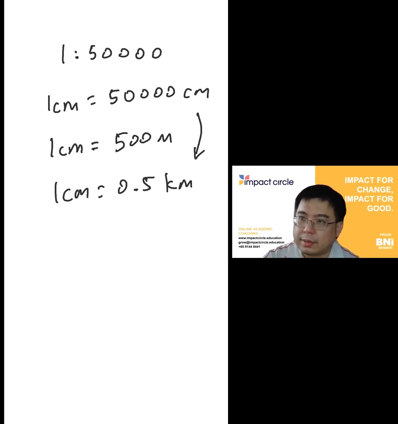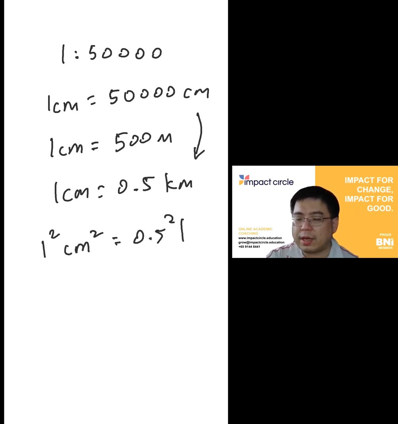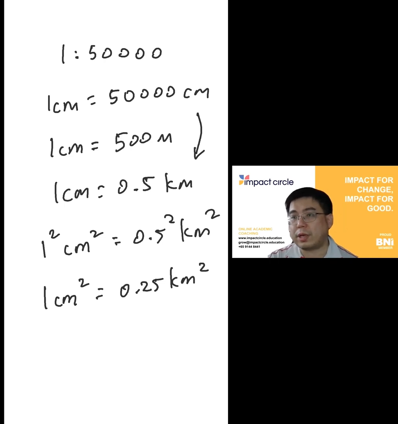Once you have expressed the relationship of the cm on the map with the km in real life, then we can create the area scale by squaring both sides. So we'll have 1 squared cm squared is to 0.5 squared km squared. Okay, and this will give us 1 square cm representing 0.25 square kilometers, or 1/4 of a square kilometer. As you can see, the ratio for the area is very different from the ratio of the distance. So please never ever assume that they are the same. That is a very common mistake.